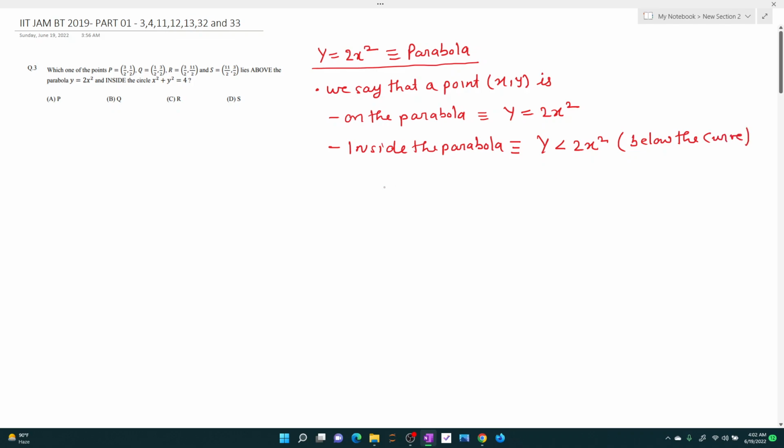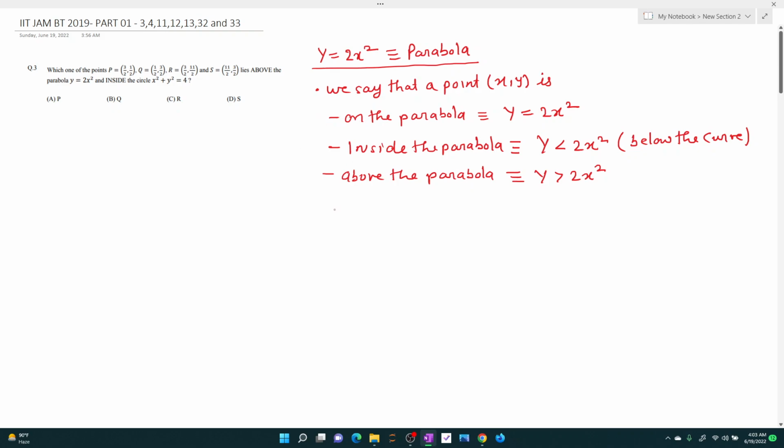And the point will be above the parabola if and only if y is greater than 2x square. This is an equivalent condition, right? So first let's check all of these points P, Q, R, and S, whether they are above the parabola, on the parabola, or below the parabola.